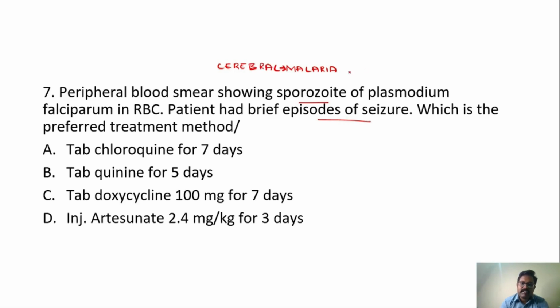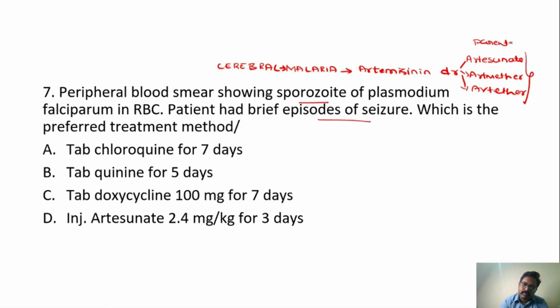Please remember, for cerebral malaria, the preferred drug or drug of choice is the artemisinin derivatives. It can be artesunate, artemether, or arteether. These are usually given by the parenteral route, IV or IM. So here the direct answer will be injection artesunate.